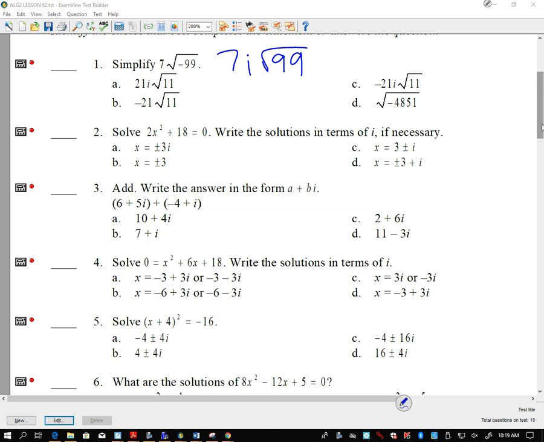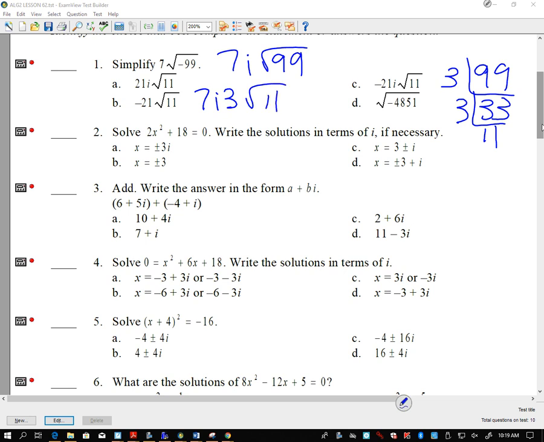Okay, can I factor down, can I simplify the square root of 99? Well, what do I have in here? I've got 3 and 33, and 3 and 11. What can come out of that though? I can only take a 3. So I'm getting 7i times 3 square root of 11.